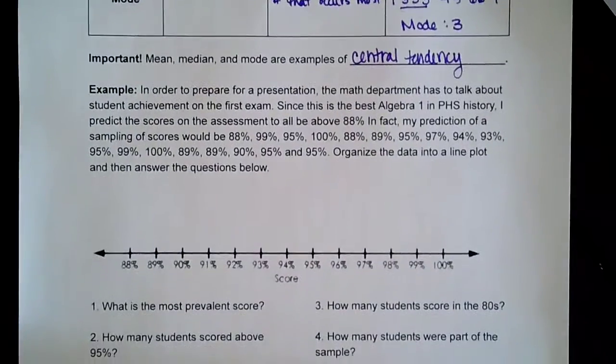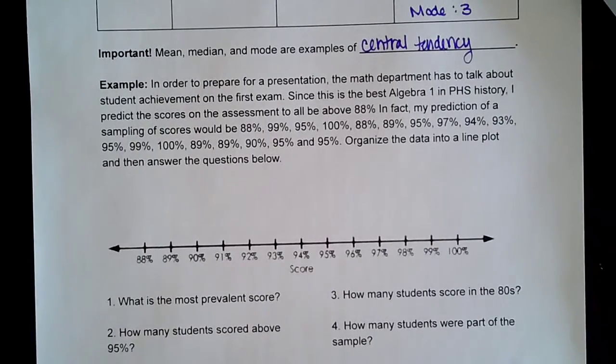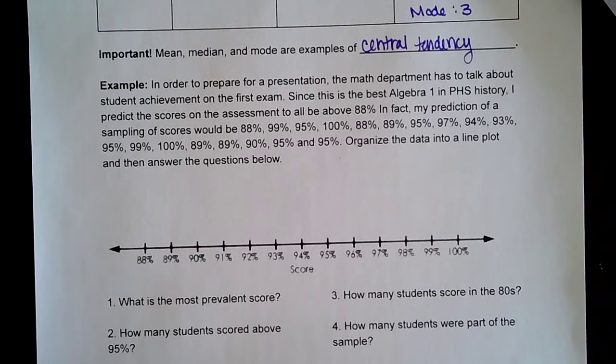Why would we be using these terms? Well, in order to prepare for a presentation, the math department has to talk about student achievement on the first exam. Since this is the best Algebra 1 in PHS history, I predict the scores of that assessment to be all above 88%. In fact, my prediction of a sampling of scores, meaning these aren't actual scores, they're just a prediction, would be shown there. And then it asks us to organize the data into a line plot and then answer the questions below.